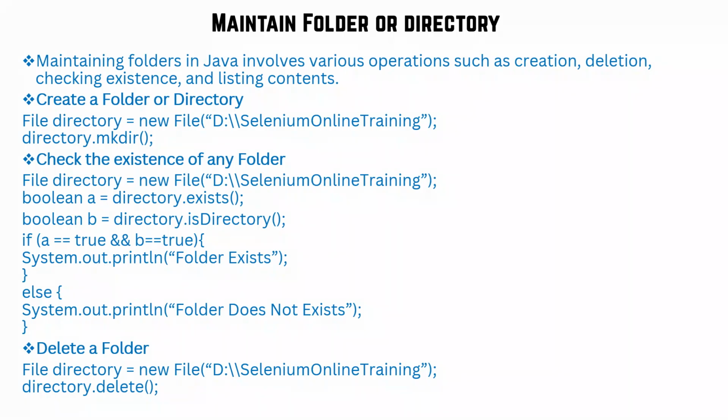So what is a folder? Maintaining a folder in Java involves various operations like creation, deletion, checking the existence, and apart from that, we can also get the list of content in the folder. In case there are other folders in this particular folder, we can get the whole list of them with the help of this. Listing content.